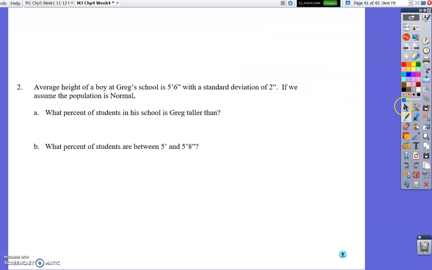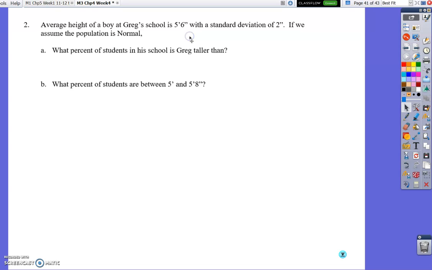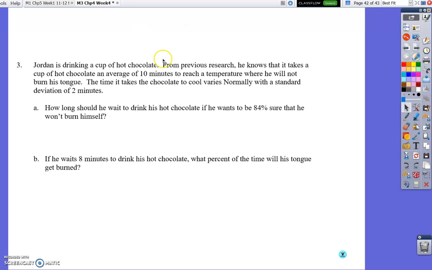And then they have you do this next problem, which is still Greg. The average height of the boys at Greg's school is 5'6" with a standard deviation of 2 inches. If we assume the population is normal, what percent of students in his school is Greg taller than, and what percent of students are between 5 foot and 5'8"? And so that's where you'd be looking, again, rebuilding the curve, answering those questions.